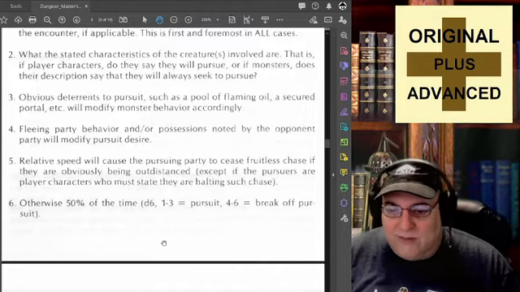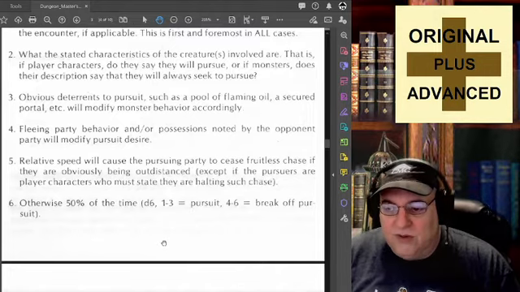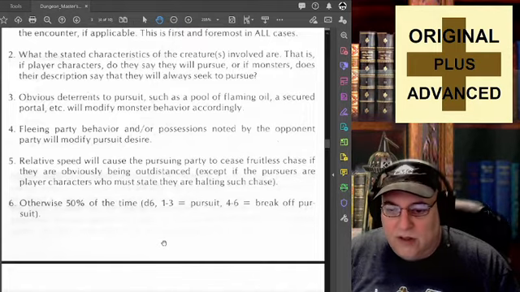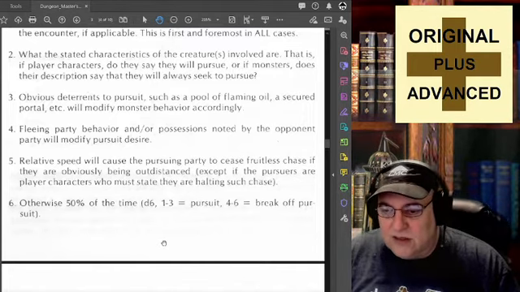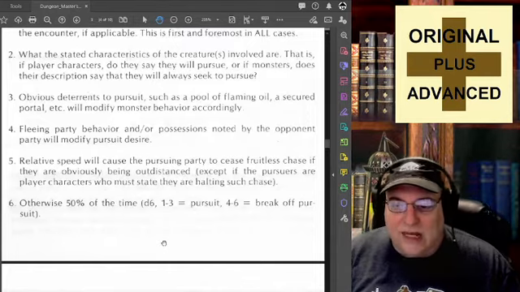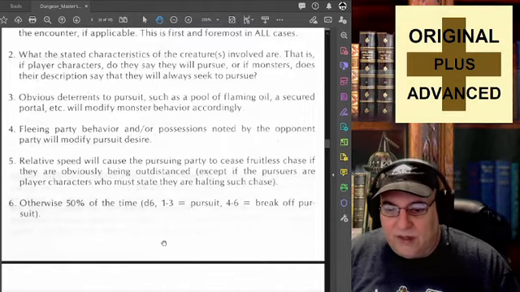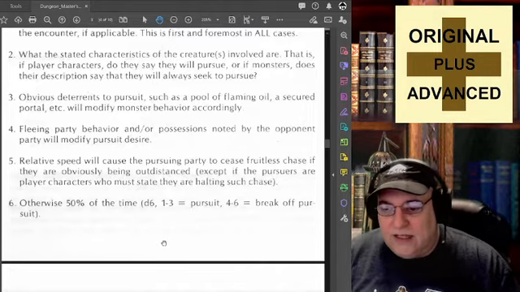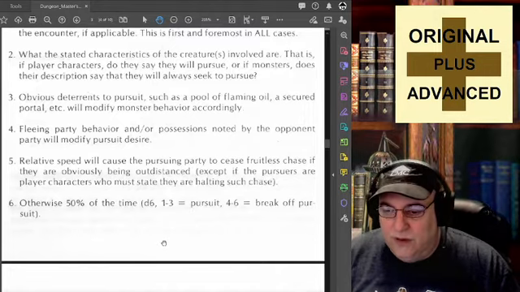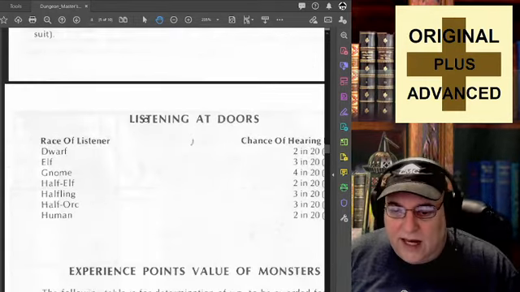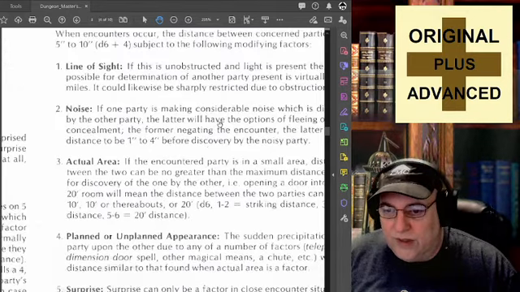Number five, relative speed will cause the pursuing party to cease a fruitless chase if they are obviously being outdistanced, except if pursuers are player characters, who must state they are halting such a chase. So, yeah, they're saying you don't make up the minds for player characters, so let them decide on their own. Number six, otherwise, 50% of the time. D6, 1 to 3 pursue, 4 to 6 break off pursuit. Easy enough, right? Oop, we got to go up over here to this other section.